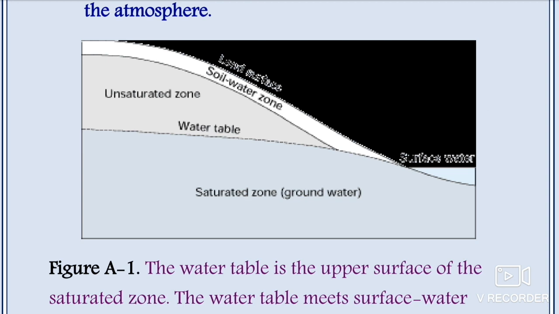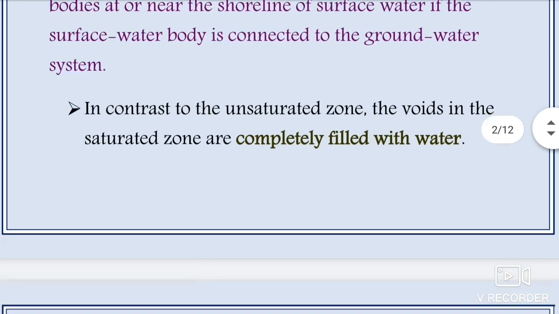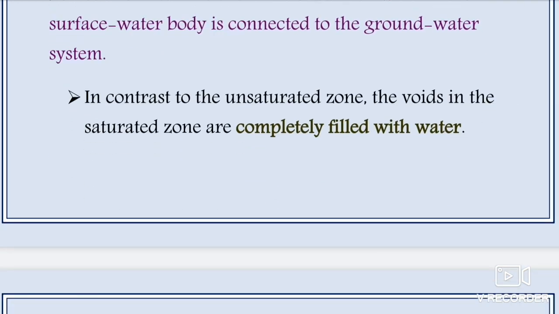As you can see in the diagram, there is the unsaturated zone and the water table zone. The unsaturated zone is also known as the soil water zone, and the saturated zone is completely filled with water, the groundwater. In real sense, the saturated zone water is known as groundwater. In contrast to the unsaturated zone, the voids in the saturated zone are completely filled with water.